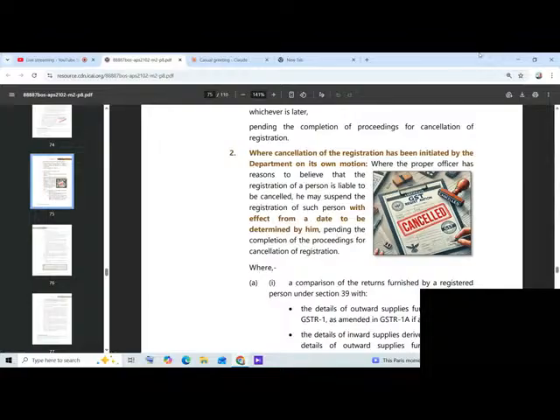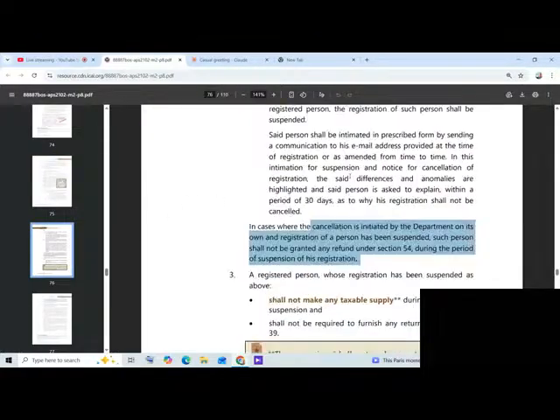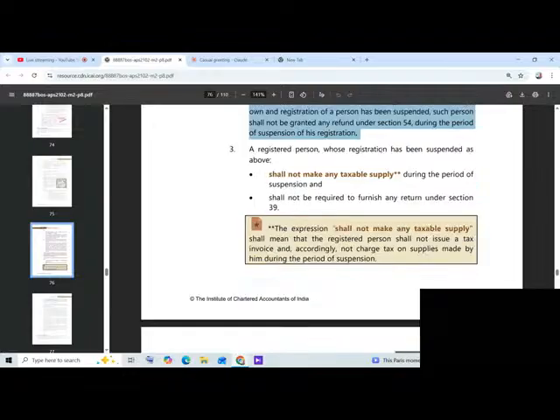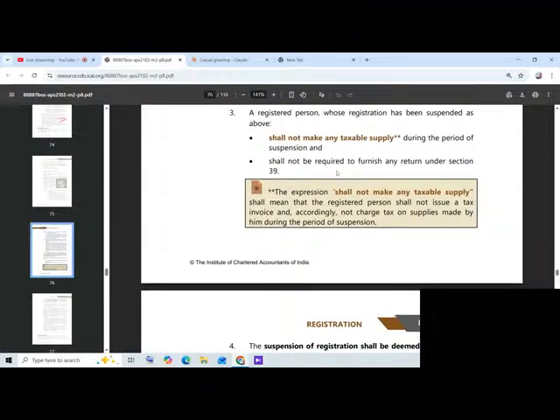Fine. This is an important point. This one, I think MCQs or any question could be tested. A registered person whose registration has been suspended as above shall not make taxable supply. This we have already done. Shall not be required to furnish any return.